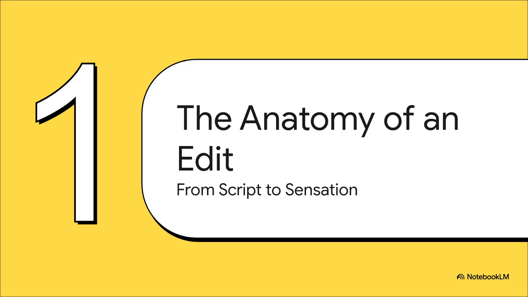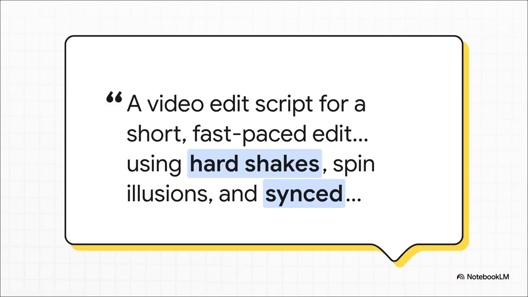We're gonna start with the foundation, the edit script. Now, don't think of it like a movie script. It's more like a musical score, or maybe a choreographer's notes, dictating every single visual beat, every single movement. And our source material for this whole thing is exactly that, an actual edit script for a video about Thomas Edison. And look, right there in the description, it gives us the key ingredients. Hard shakes, spin illusions, all perfectly synced to the music. These are the tools we're going to be looking at.